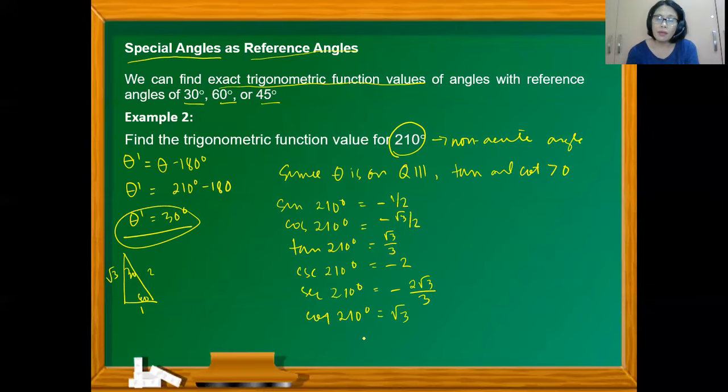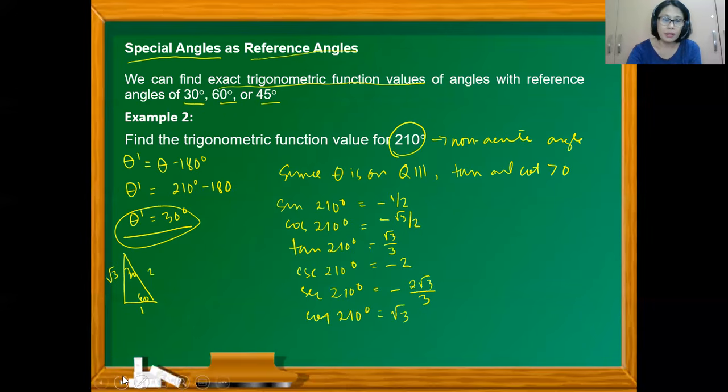So we were able to identify the exact trigonometric function values of a non-acute angle with reference angle equal to a special angle. So take note that the values for sine until cotangent of 210 equal the trigonometric function values of angle theta measuring 30. It's just that they will differ in sign, since the trigonometric function values of angle theta measuring 30 are all greater than 0, since the terminal side of special angles lies on the first quadrant. So that would be the difference.